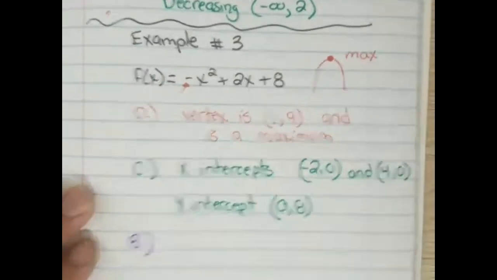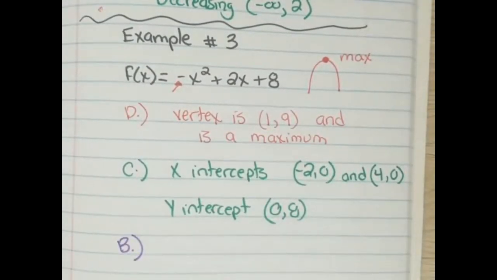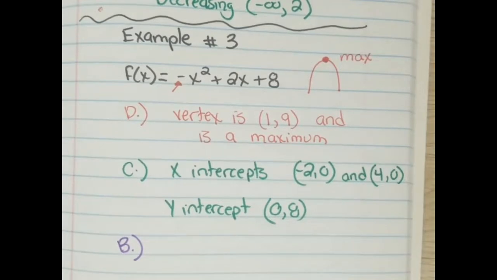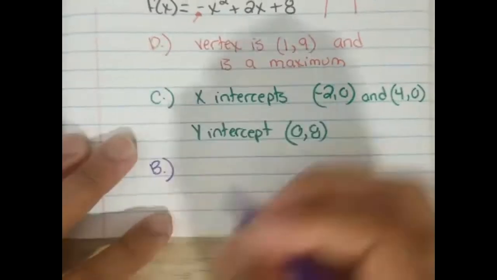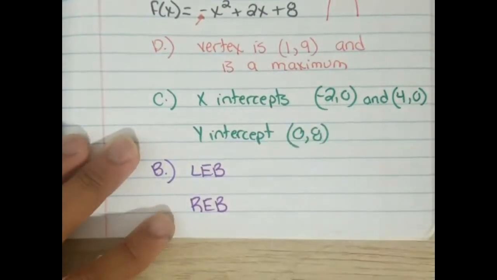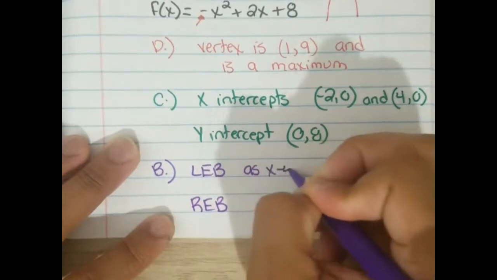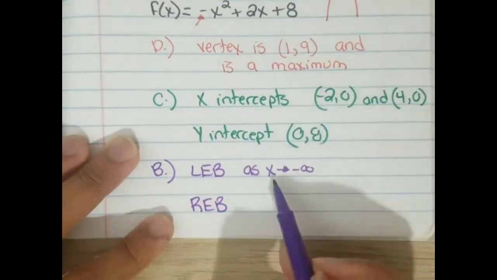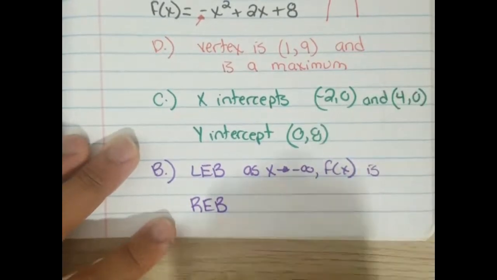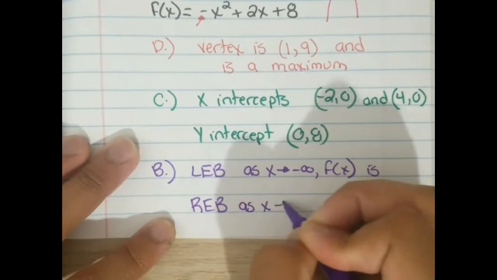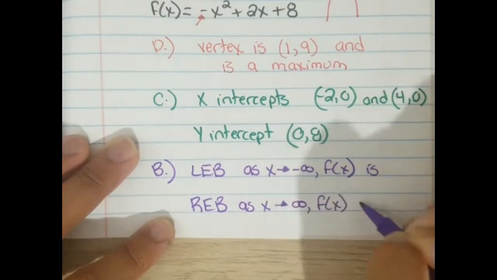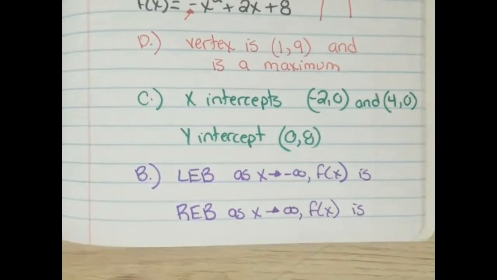Part B. Part B asks us to describe the left and the right end behavior. We need the left end behavior, the right end behavior. We can say as x approaches minus infinity, because we're going off to the left side, f of x is blank. And for this one, I'll put as x approaches positive infinity, because we're going off to the right side, f of x is blank. I have to look at the graph because I don't remember.